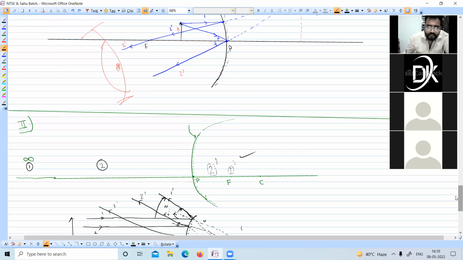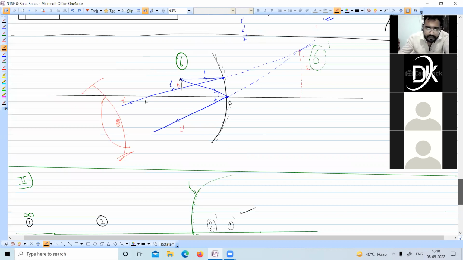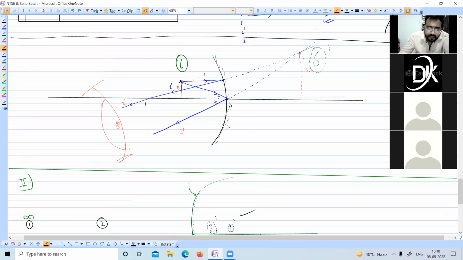You can see in this example, this is the incident ray 1, and 1 dash is going this way. This is 1 dash, yes or no? And on the same side we can see this is incident ray 2, which you can see intersects here. This is 2, the incident ray, and this is the reflected ray. So incident and reflected cannot be considered. They are actually not intersecting.